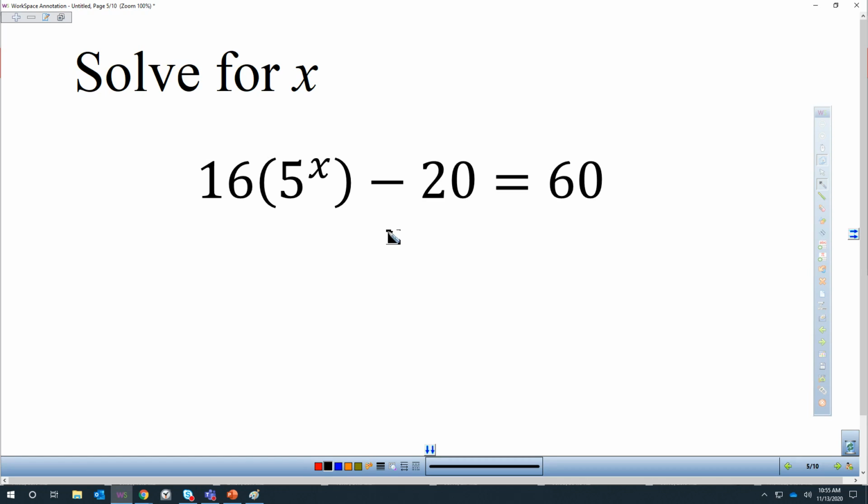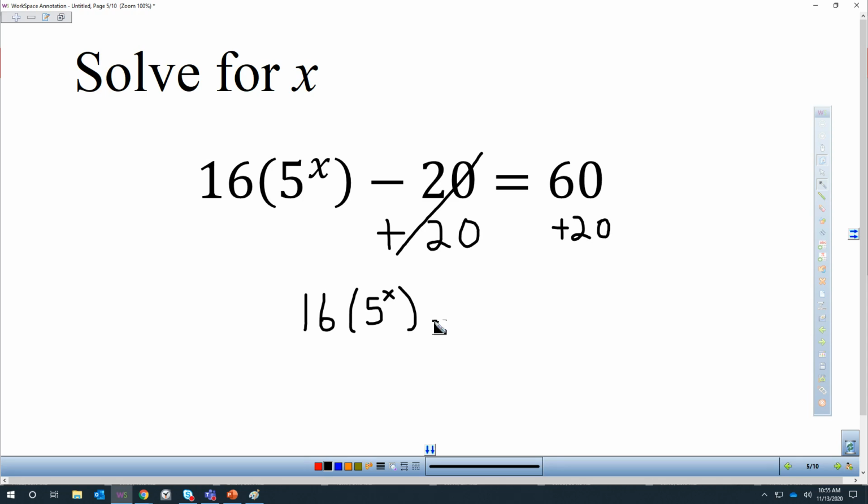Okay, so add and subtract is the last thing we do when we're calculating something. It's the first thing we need to undo when we're going backwards. So we're going to undo this subtract 20 by adding 20 to both sides. Okay, so that's going to undo that. And we'll get 16 times 5 to the x is equal to 60 plus 20 is 80.